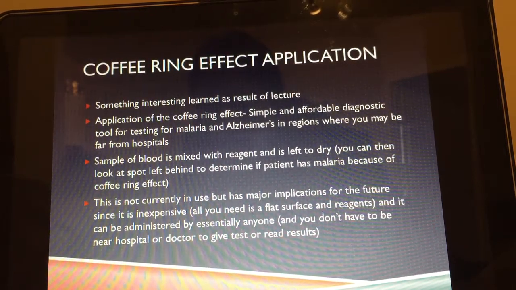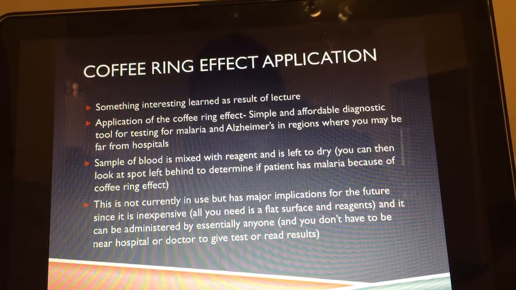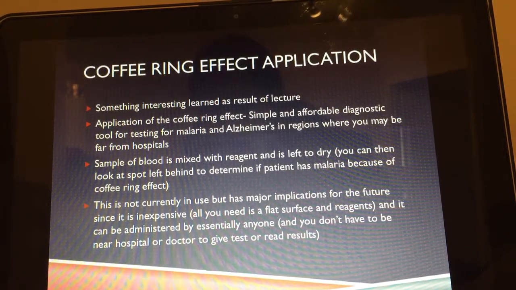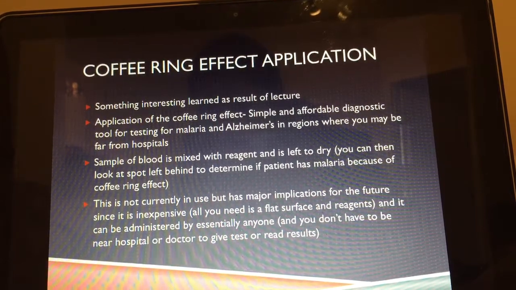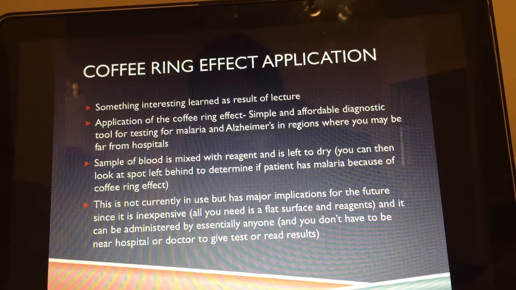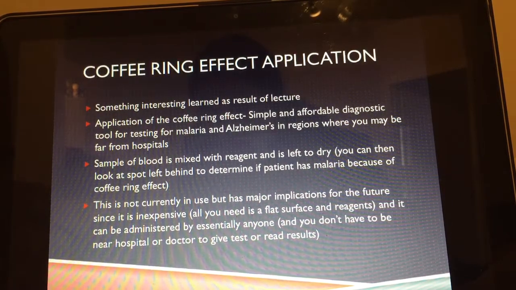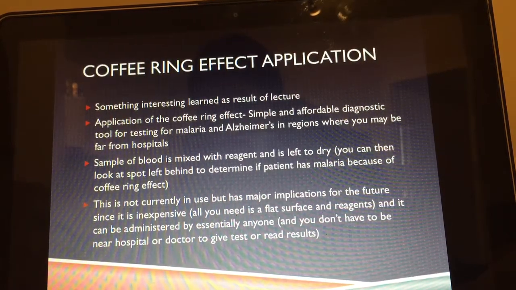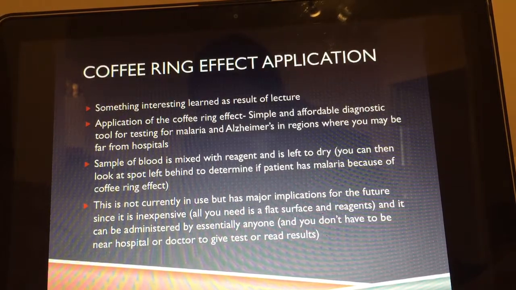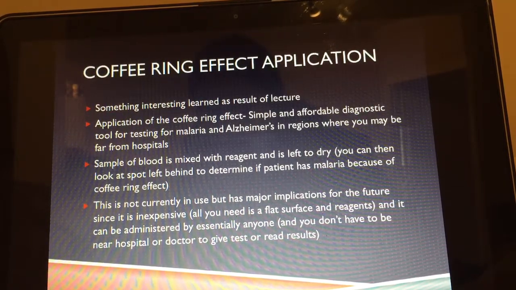A sample of blood is mixed with a reagent and left to dry. You can then look at the spot left behind to determine if the patient has malaria because of the coffee ring effect. This is not in use currently, but has major implications for the future since it is inexpensive. All you need is a flat surface and the reagents, and it can be administered by essentially anyone. You don't have to be near a hospital, or be a doctor, to give the test or read the results.